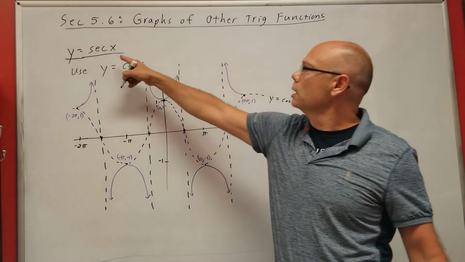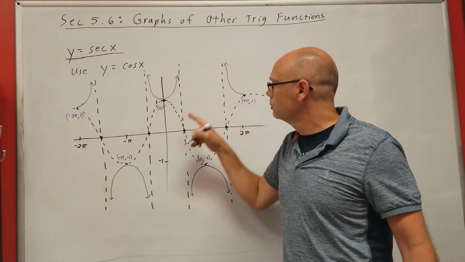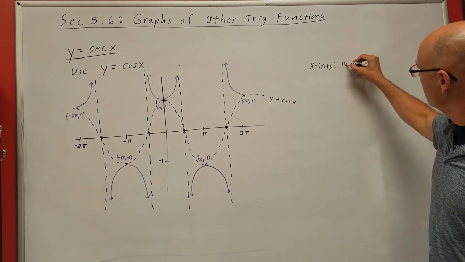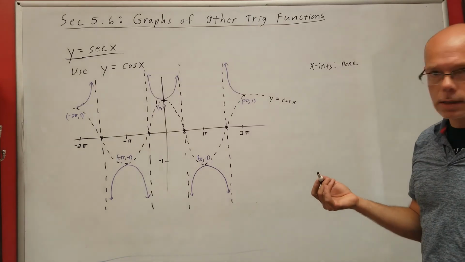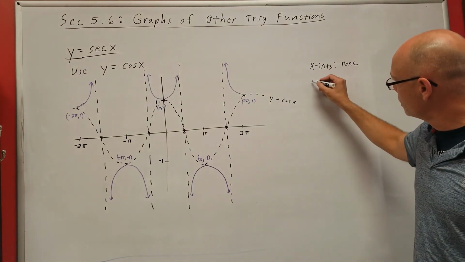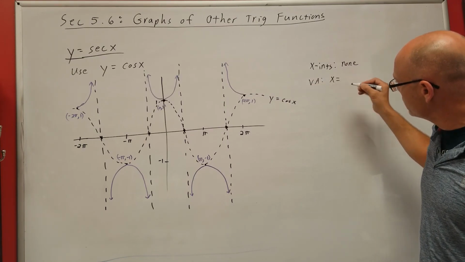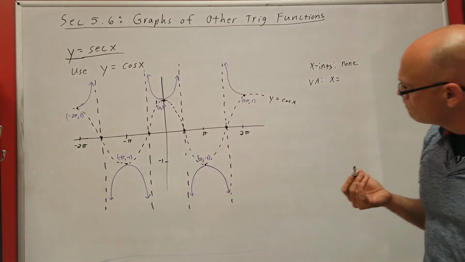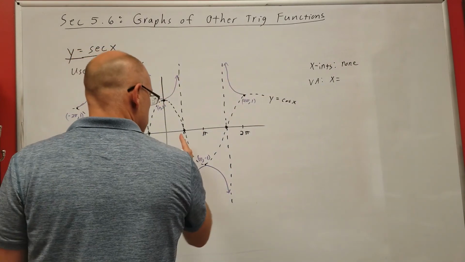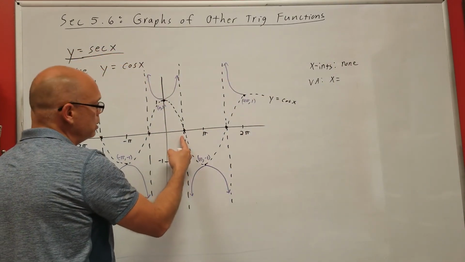All right, what are my x-intercepts here? Remember, we're looking at secant. We're looking at the purple one here, the one that's not dashed. I have none. It never crosses the x-axis or touches it. But where are my vertical asymptotes? Remember, it's always going to be x is equal to something, okay? Now, what is it? It's at pi over 2.